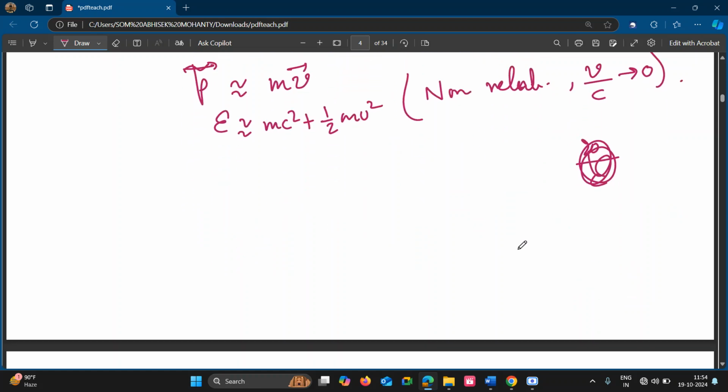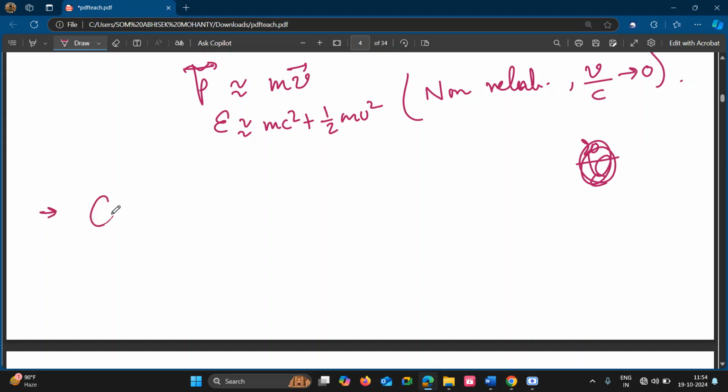So P and E are actually functions of V whose conservations are Lorentz invariant. Conservation should always be Lorentz invariant. That is, conservation of P under a Lorentz transformation necessarily implies that the conservation of E is also there. Okay, so write this very important point.